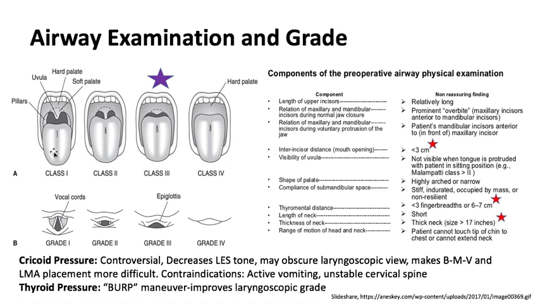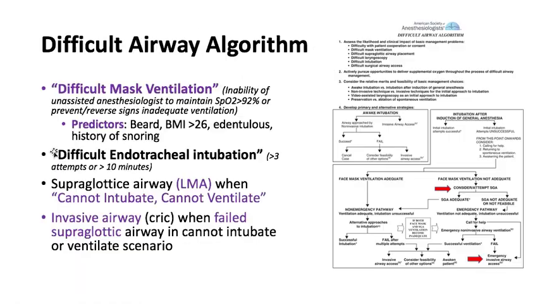Pressure on the thyroid cartilage is applied during the backward, upward, rightward pressure maneuver that we often do, reaching around to try to improve our laryngoscopic view. So thyroid pressure to try to improve our laryngoscopic view is something that we can do.